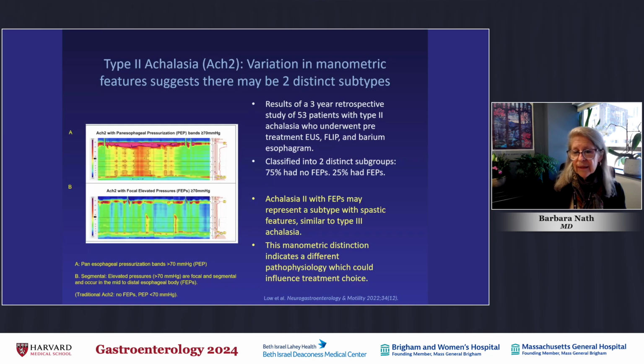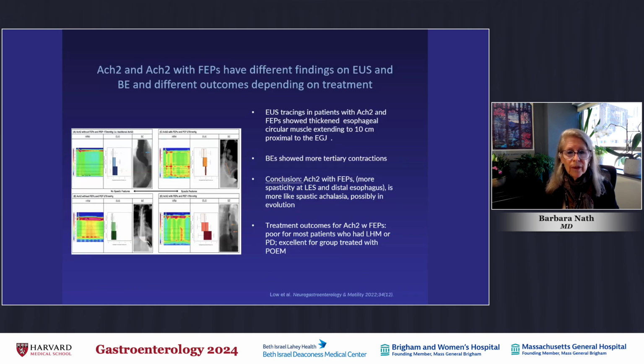So the thought was that achalasia 2 with so-called FEPs may represent a subtype with spastic features similar to type 3, and this has important implications for treatment. There also are different findings on endoscopic ultrasound, which is now in more common use in the esophagus, and it makes it possible to evaluate the thickness of the inner circular layer of muscle. This is the muscle layer that is involved in peristalsis, as opposed to the outer layer of longitudinal muscle that is responsible for esophageal shortening during a swallow.